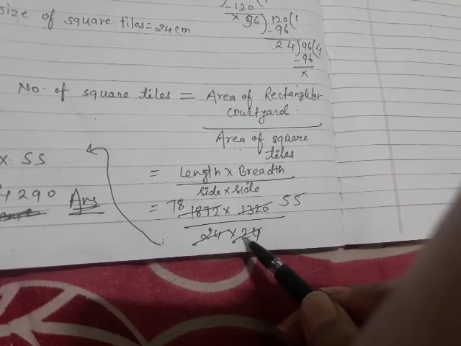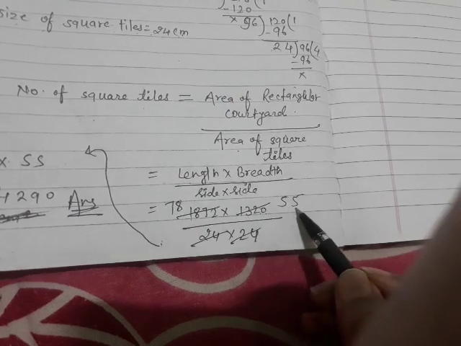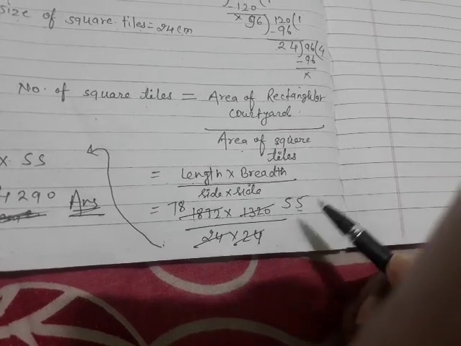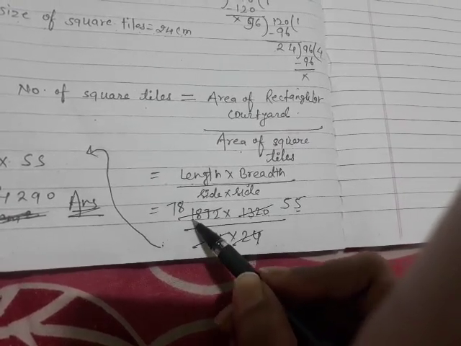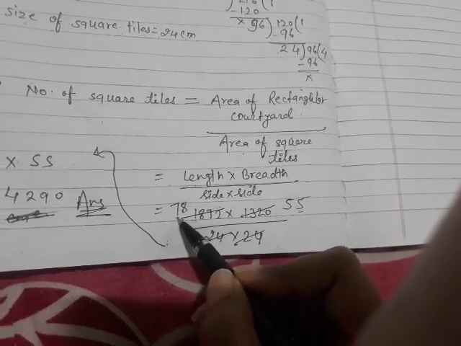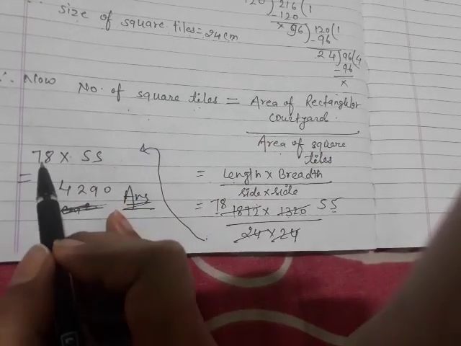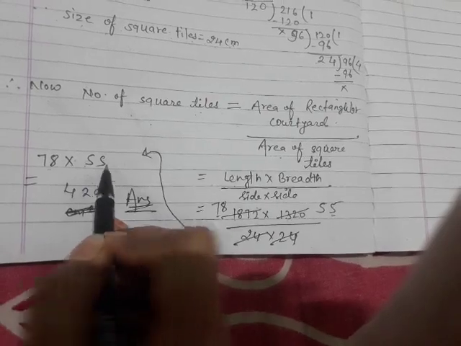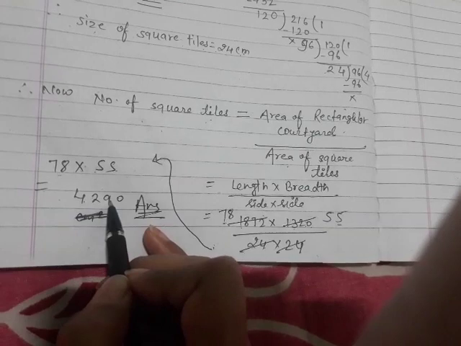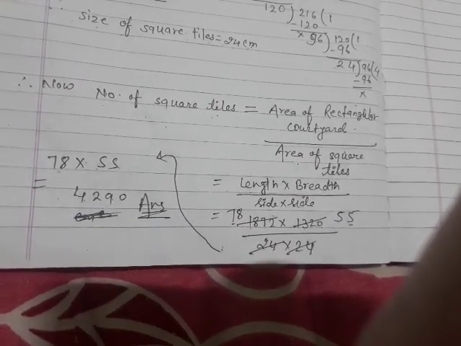If you divide 1320 by 24, the quotient will be 55. I have done rough work, and you have to do rough work. Again, if you divide 1872 by 24, the quotient will be 78. Therefore the total number of square tiles is 78 multiplied by 55, which becomes 4290. This is the answer of this question.